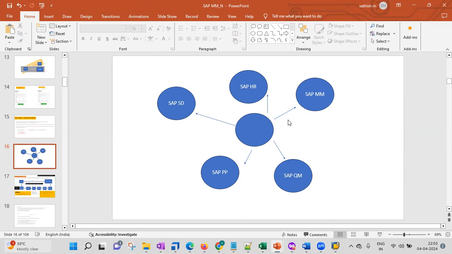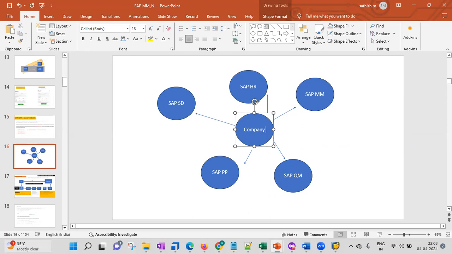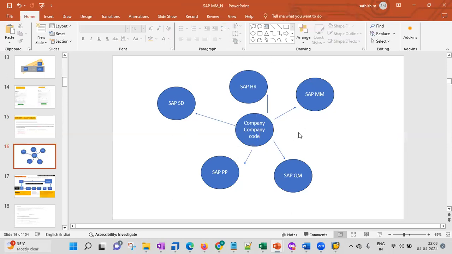Now, for example, the company you created, or else the company code, right? The company is common, or shared, with all these modules. As you have created one company, what is the company name?